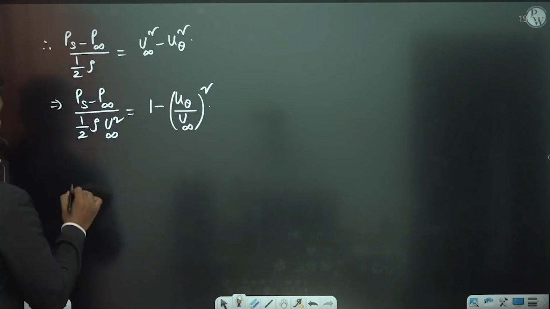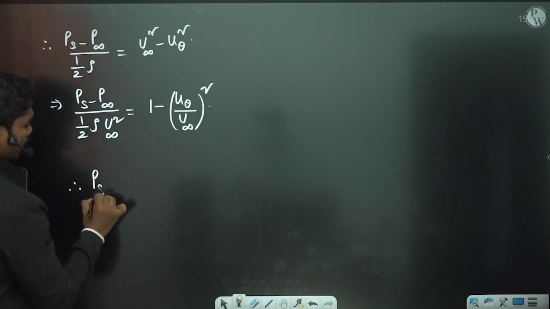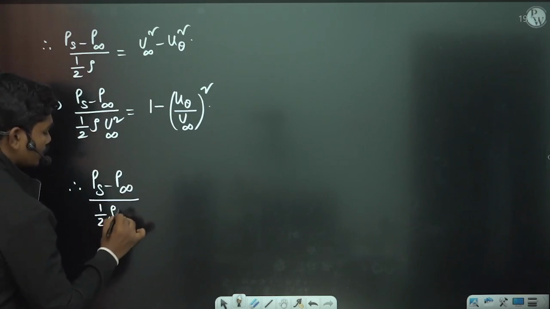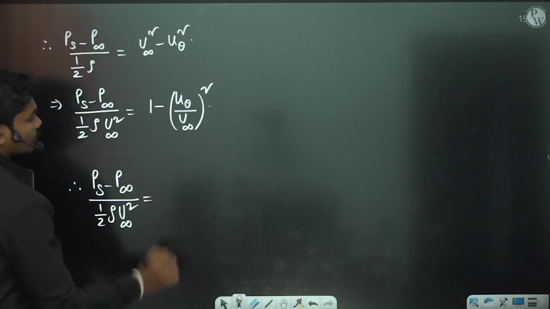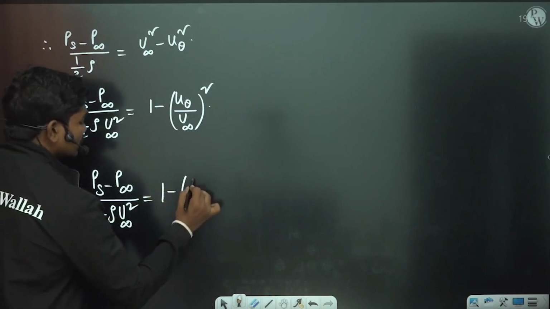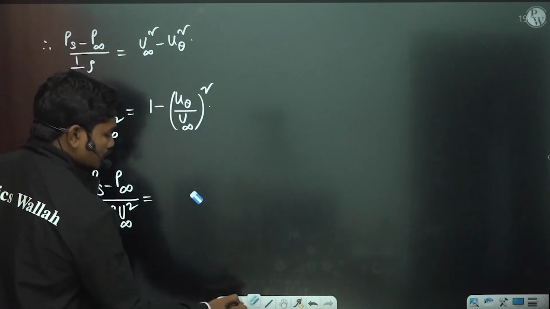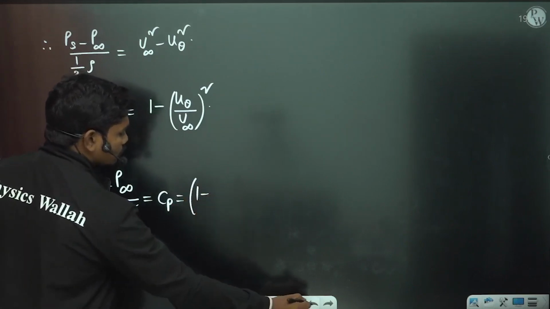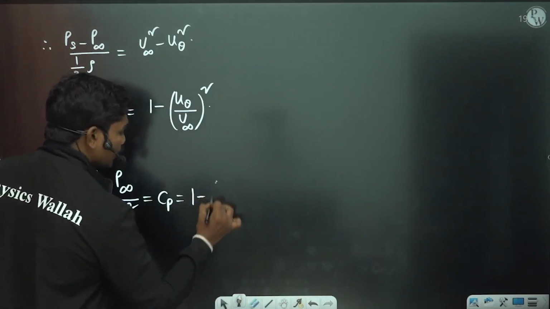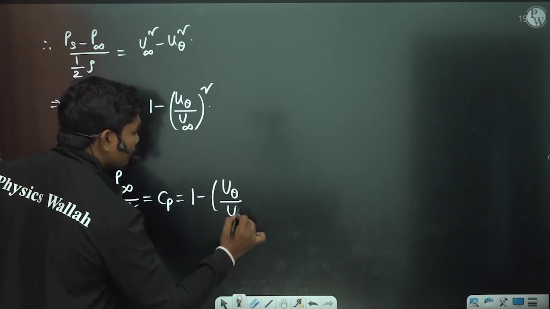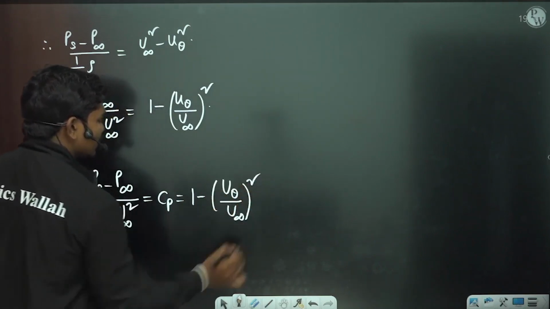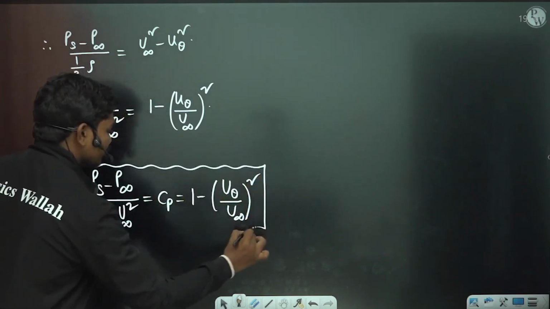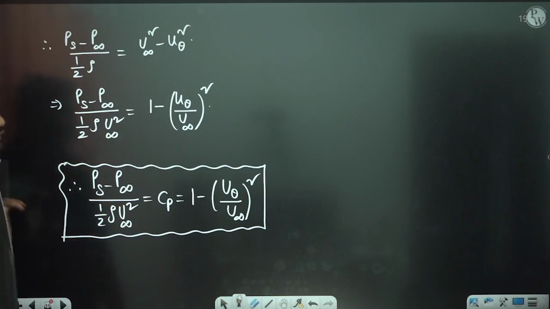So therefore Ps minus P infinity by half rho u infinity square is equal to Cp, of course the coefficient of pressure, which is 1 minus (u theta by u infinity) whole square. Okay, so this is the case for the coefficient of pressure.